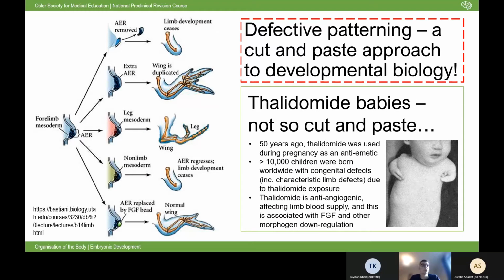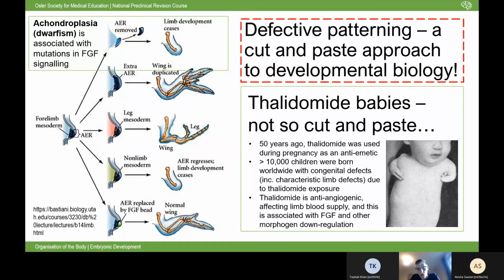Having said that, we get some other examples not from the lab that give us an insight into how patterning happens. A really powerful example of this is the thalidomide babies. You'll have learnt about this, but thalidomide was used as an antiemetic drug to help treat women with morning sickness. Little did they know that it somehow disrupted limb development, perhaps through altered blood supply to the limb, but definitely disrupting FGF signals from that apical ectodermal ridge, and therefore preventing the outgrowth of the limbs and their proper patterning.